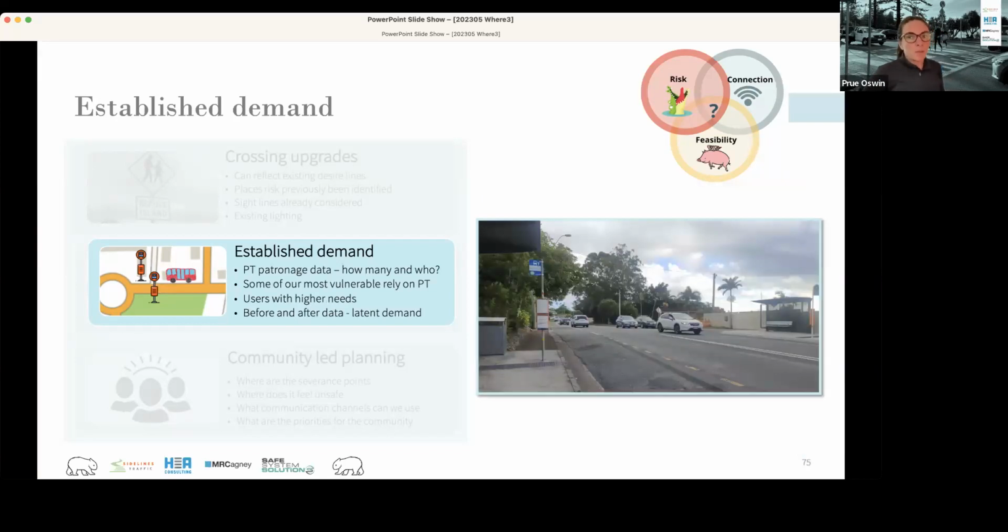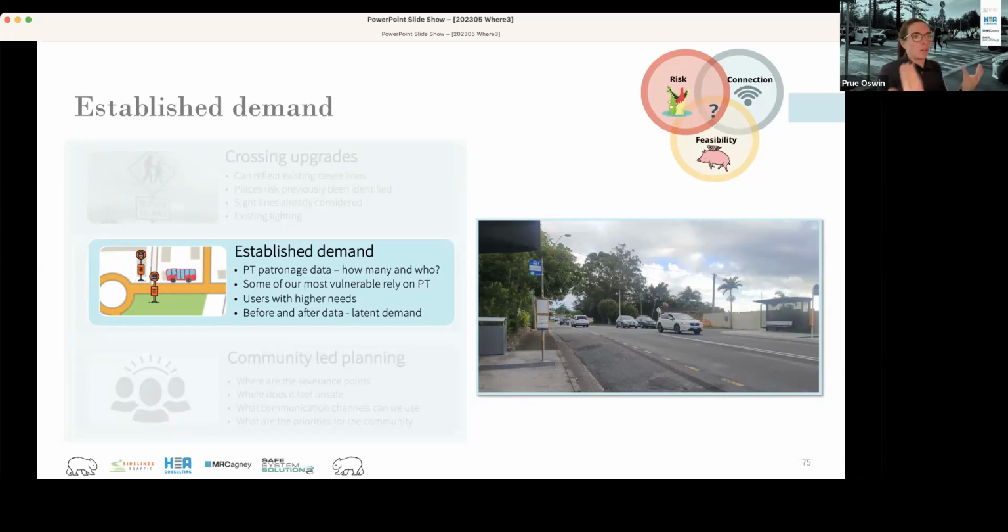Another way of looking at established demand is whenever I see bus stops on the network, remembering what we were talking about the other day with Bridget, people need access to public transport. If we think of somebody who can't see, who has a vision impairment, then they're not going to be able to drive a motor vehicle. So they could be more dependent on the bus network. So wherever we have bus stops, we have to think about how people are crossing the road at those bus stops.